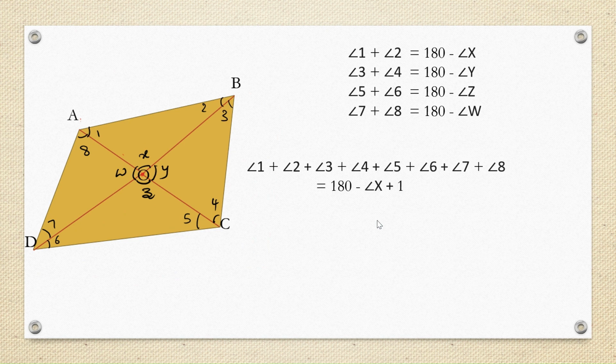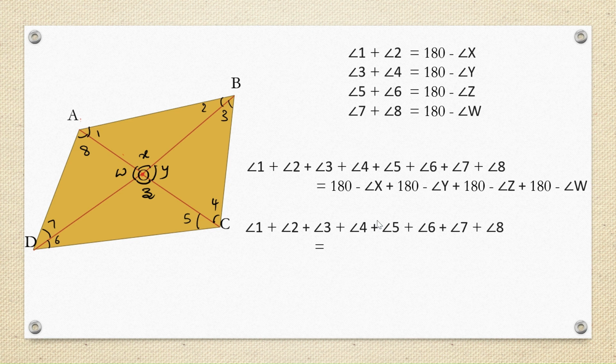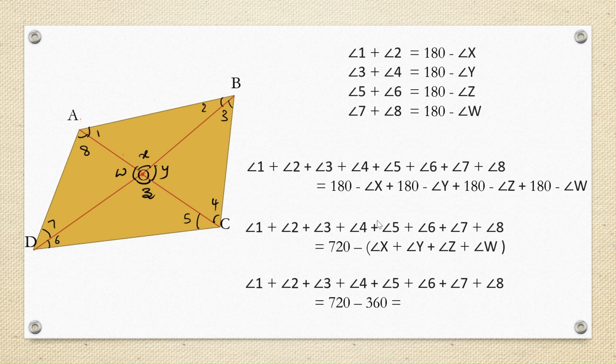We'll get all 8 angles on one side, and the second side will have 180 minus x, y, z and w angles added together. If we start solving the right hand side of this equation, we have four 180s, which makes 720 minus x minus y minus z minus w. Take minus common and then we can write it as the sum of x, y, z, w. So 720 minus the sum of angles. Now x, y, z, w are angles at the point O, which we know sum to 360, the sum of angles at any point. So we'll substitute that value of 360 in place of x, y, z and w. So 720 minus 360 gives 360.